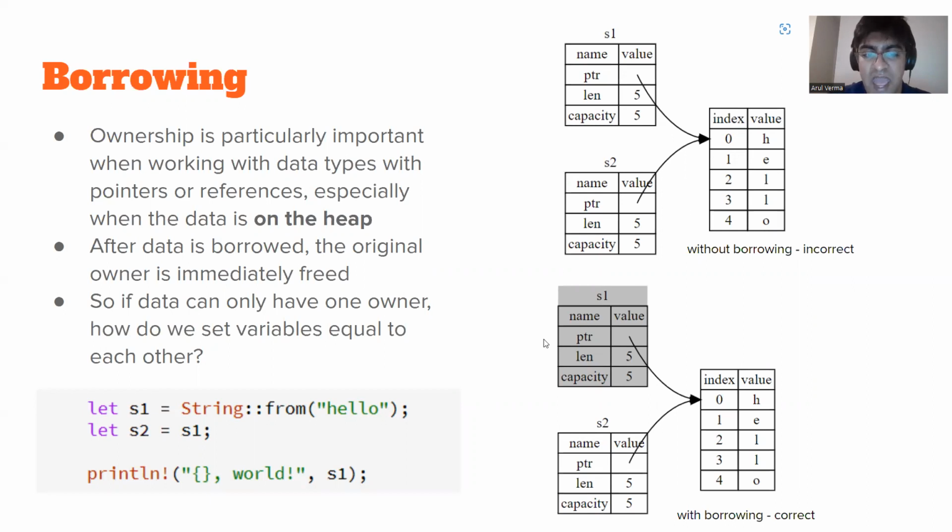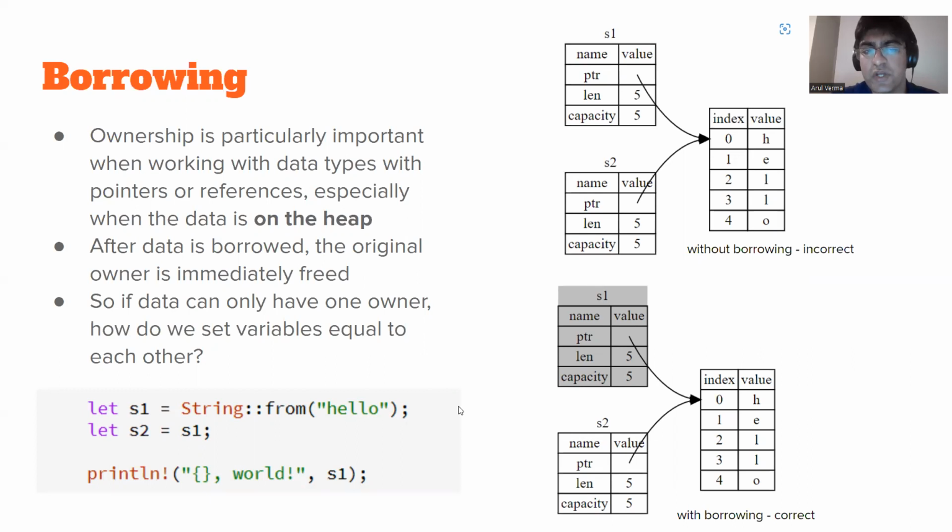Instead, what happens is s1 stops existing. s1 stops pointing to any memory at all. So if I try and print s1 here, it's going to error, because s1 doesn't own that data anymore. s2 does. So once s2 drops out of scope, that memory is just gone. s1 doesn't have any address anymore, and s2 has this address for hello. And once s2 goes out of scope, it's gone.